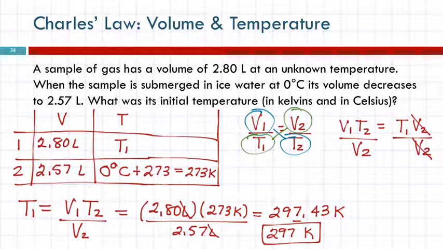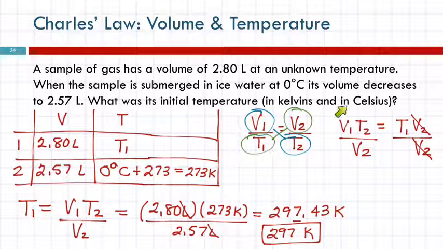Does it make sense? So we had the gas at 2.8 liters. The volume went down. Did the temperature go down or did the temperature go up? What would make the gas get smaller? Lots of things shrink when they get cold, right? So it got colder. So the original temperature must have been higher. This is higher than that, so that's a good sign.